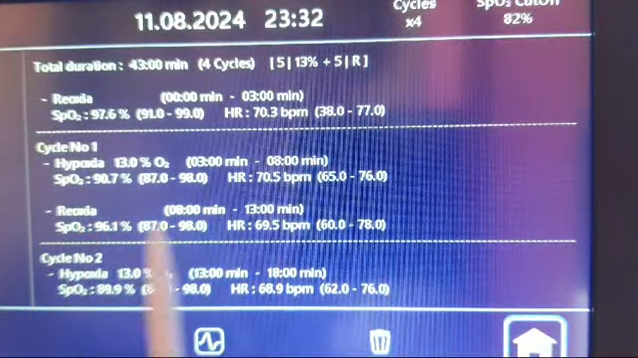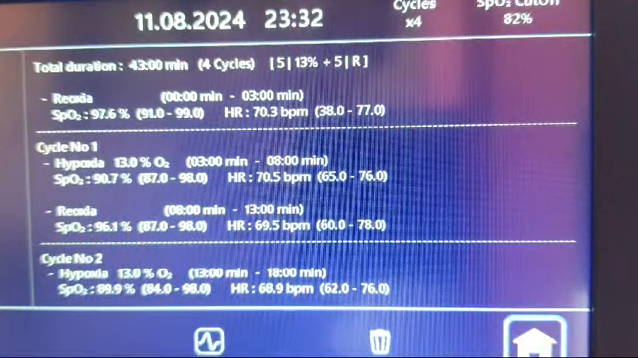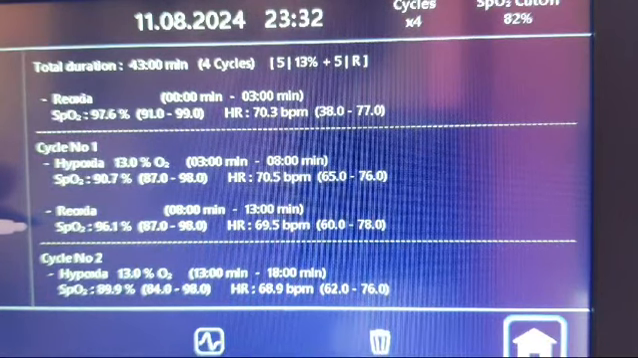And the same information for the heart rate: 7.5 as the mean level of the heart rate, and it fluctuated between 65 and 76. Then you have the same information for the subsequent reoxygenation period of cycle number 1.